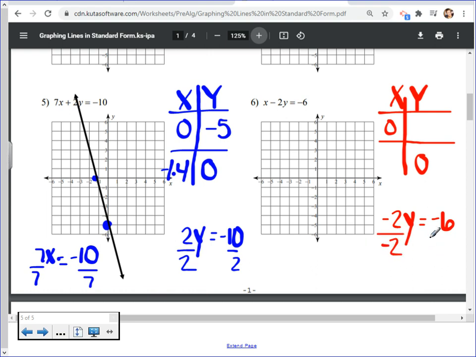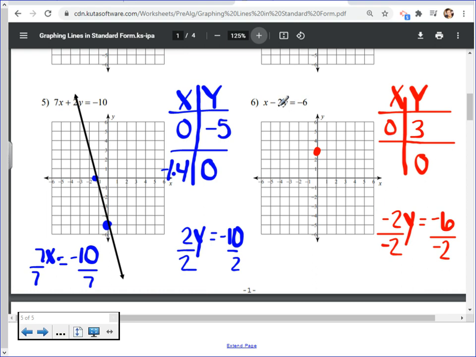What do I need to divide by to get that answer? Negative 2. A negative divided by a negative is a positive. So what's 6 divided by 2? 3. We're going to go ahead and plot that point right now. Put your pencil at 0, 0. You're not going to go over anything because your X is 0. And you're going to go up because your Y is 3, positive 3.